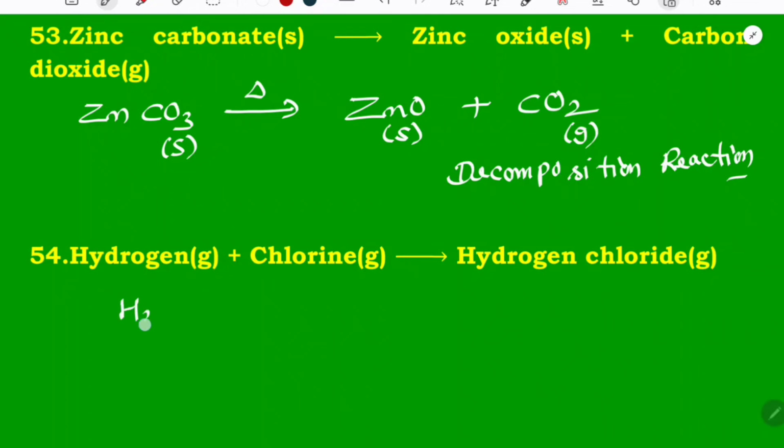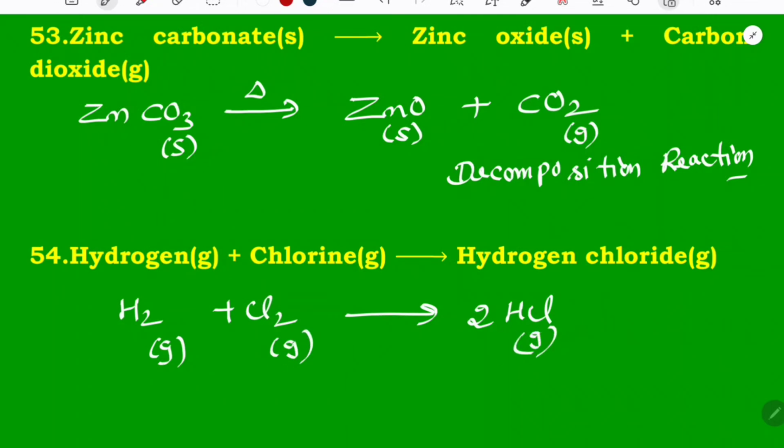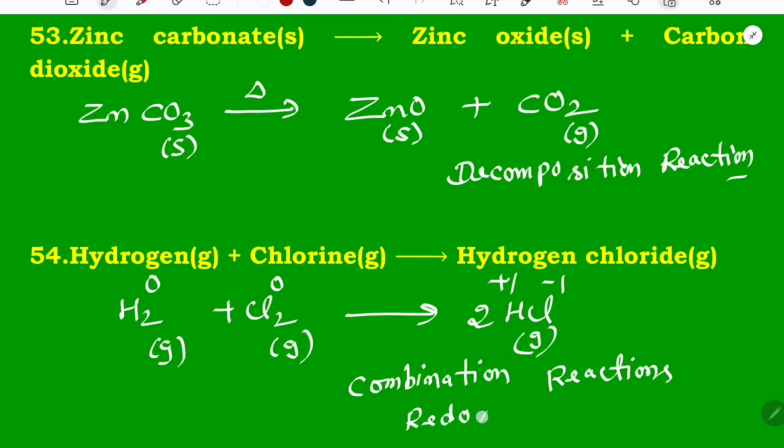So hydrogen H2 plus Cl2, chlorine, gives HCl. The equation is not balanced, now it is balanced. This is gas, this is also gas, this is also gas. So two reactants combine to form a single product. So this is a combination reaction. Sometimes you can say redox reaction also, 0 to plus 1, 0 to minus 1.